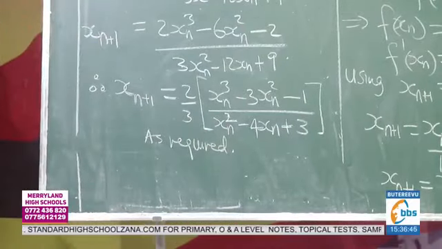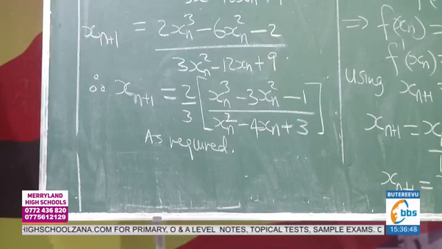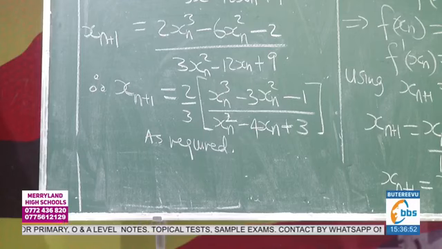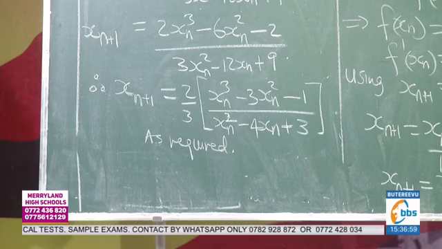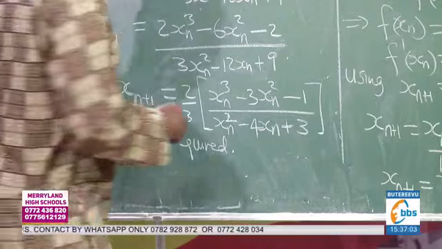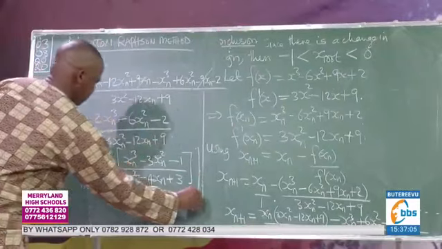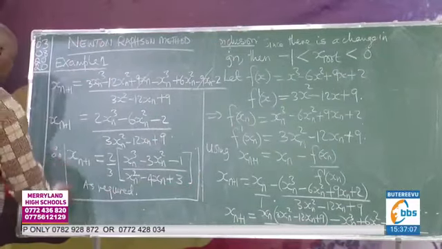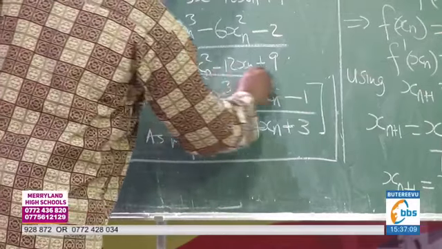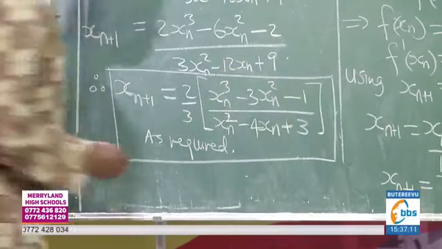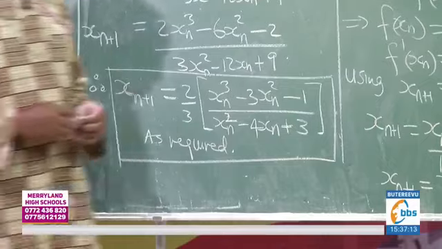So at that stage, the candidate will have successfully shown that the formula to the first approximation is actually given by this expression here. This expression has now been fully obtained as required by the examiner.